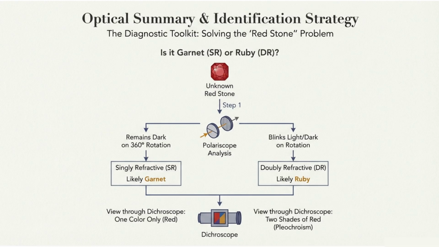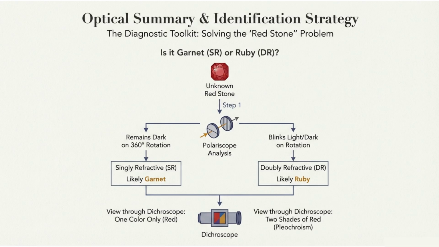Step 1. Polariscope analysis. Place the stone under the polariscope and rotate it through 360 degrees. If it remains dark throughout, no light, dark blinking, it's singly refractive, SR, isotropic, likely garnet or spinel. If it blinks light and dark as you rotate, it's doubly refractive, DR, anisotropic, likely ruby or another DR red stone.